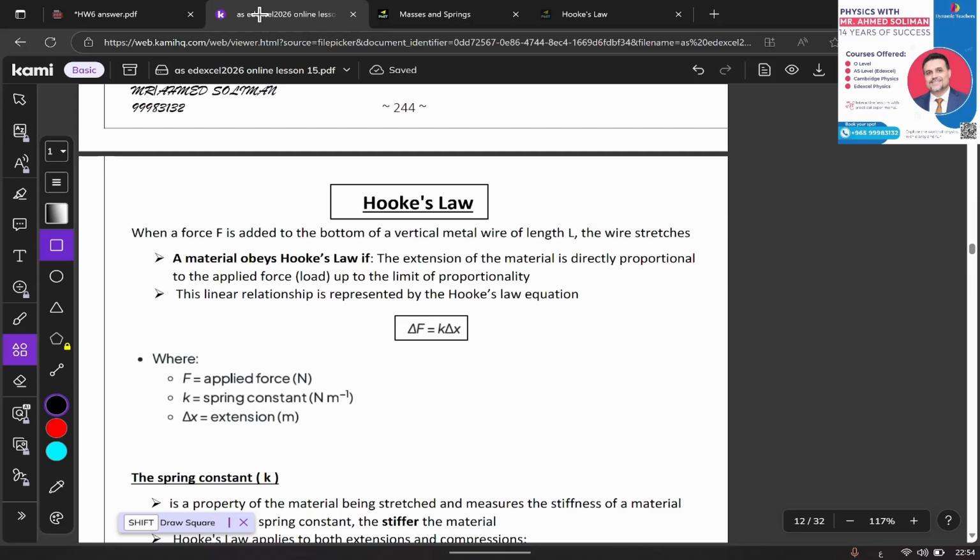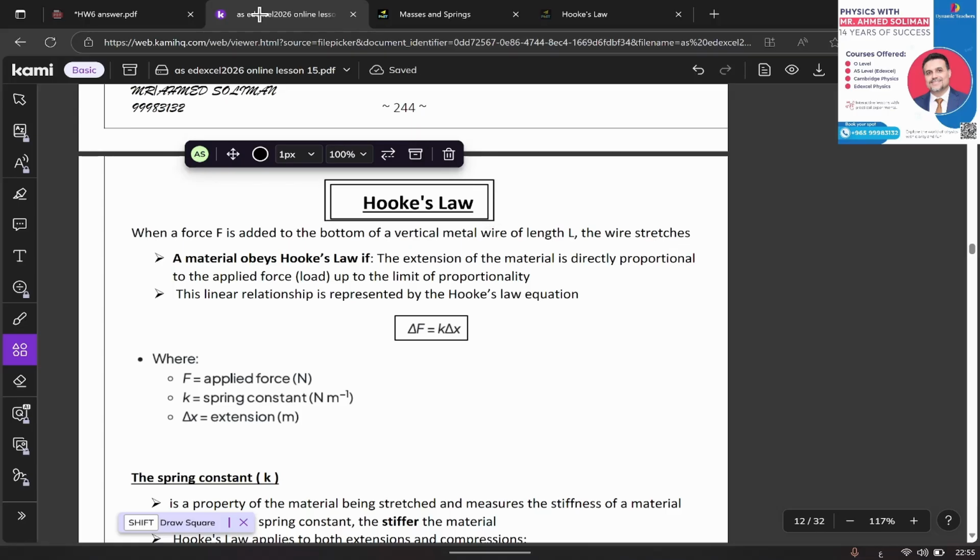They are directly proportional to each other. We call this what? We call this Hooke's law. So Hooke's law is a relationship between the force, the applied force or the load, and the extension. The extension is directly proportional to the load or the force.